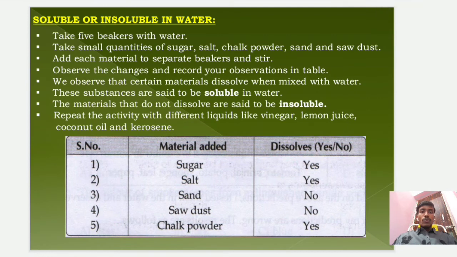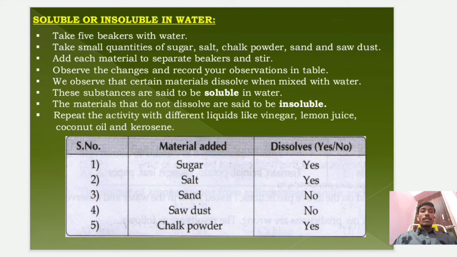So next one, soluble or insoluble in water. Soluble means the substance dissolves in water. Insoluble means it does not dissolve in water. Take 5 beakers with water. Take a small quantity of sugar, salt, chalk powder, sand and sawdust. Add each material to a separate beaker and stir it. Observe the changes and record your observations in the given table.